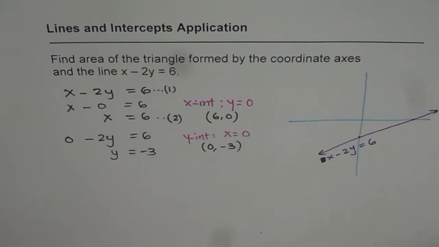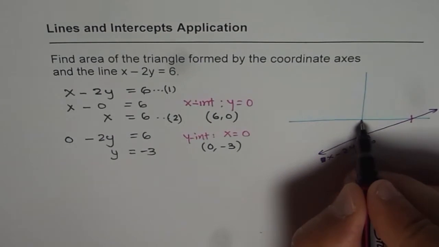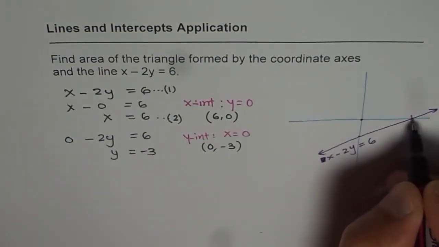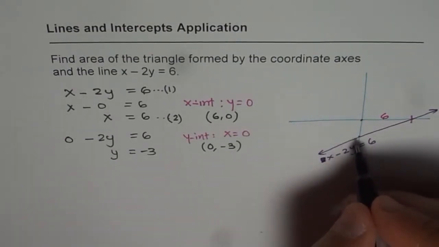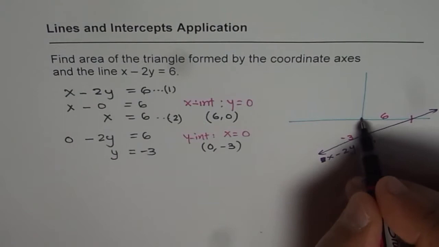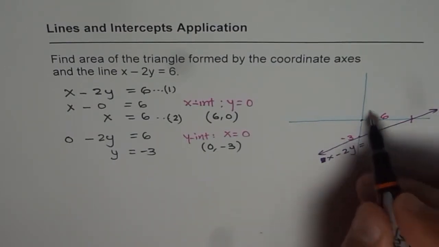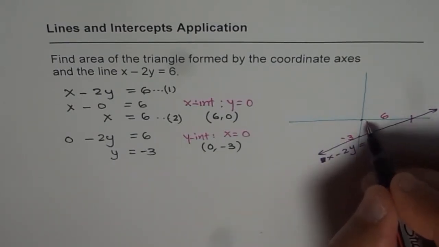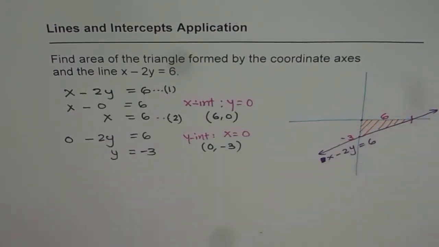Now in this line we got an x-intercept of (6, 0). That means the length from the origin to the x-intercept is 6, right? The y-intercept is minus 3, so this point is minus 3, but the length is always positive, correct? So the length will be 3. As you can see, this line forms a triangle with the coordinate axes. We need to find the area of this triangle. That is what we are interested in finding. So what is the area of this triangle?